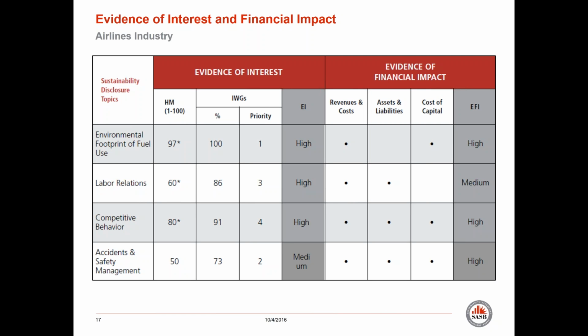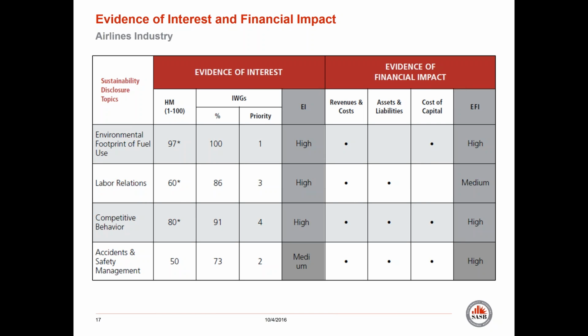So this is an example of the kind of research that goes on behind each industry, and this really summarizes it at a very high level. Mainly, you see for the airlines industry, each of the 4 topics that did make it into the provisional standards, and a very high-level summary of the evidence of interest and the evidence of financial impact that we looked at.